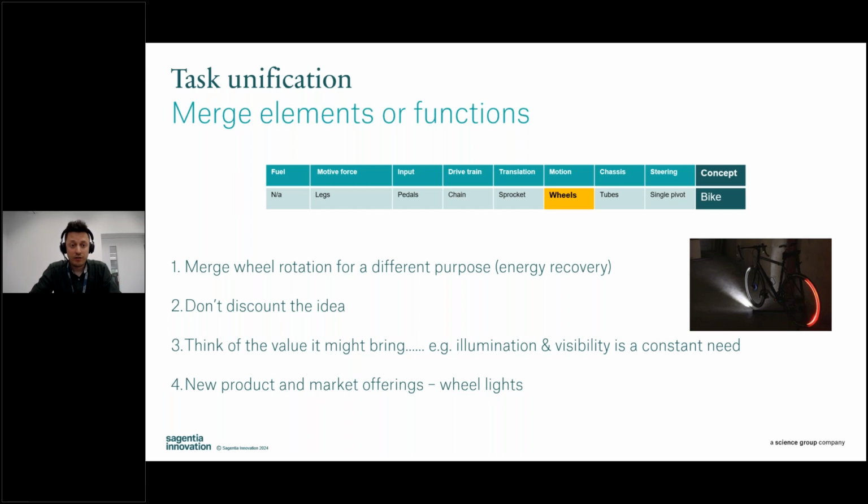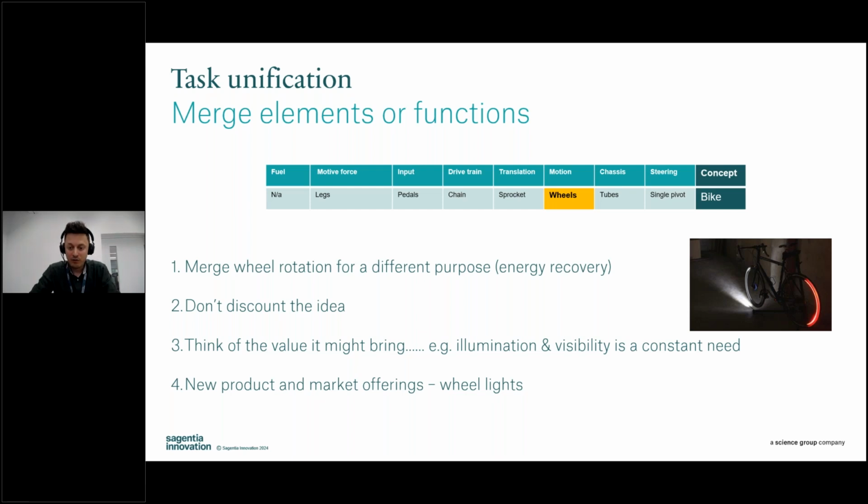And finally, task unification is merging elements or functions. So here we want to merge functions with wheels. We know wheels are moving, but they're doing other things as well. They're generating energy. We could think about energy recovery. So dynamos have been around for ages, but don't discount the idea. Think of the value it might bring.